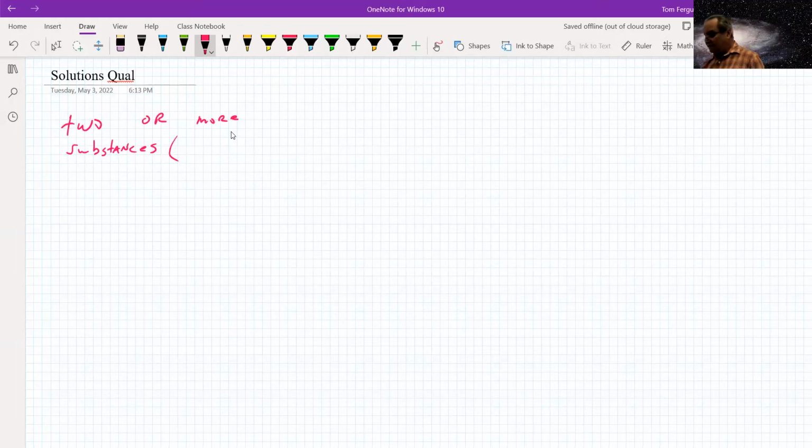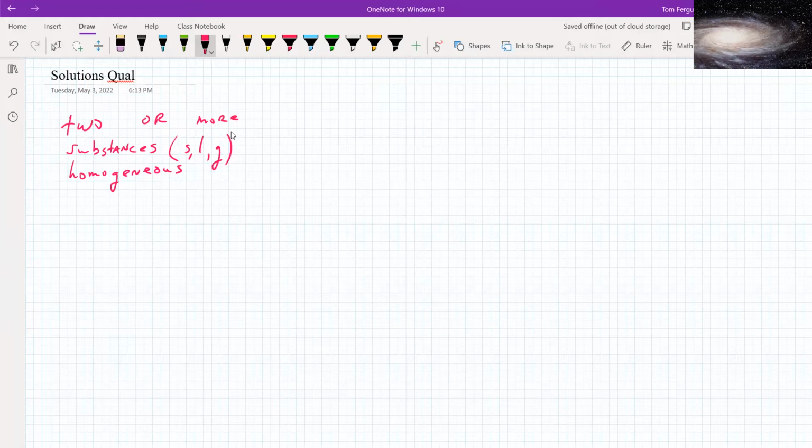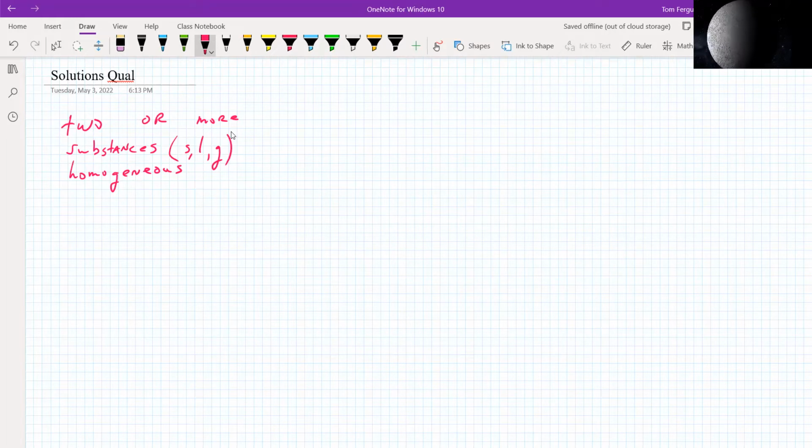two or more substances that could be a solid, liquid, or gas. Most of the time we think of solutions as liquids, but it could be a gas or a solid. And they have to be homogeneous. In other words, you can't tell them apart. For example, air in this room is a solution. We've got two or more substances and they're homogeneous. You cannot tell them apart by looking at them.